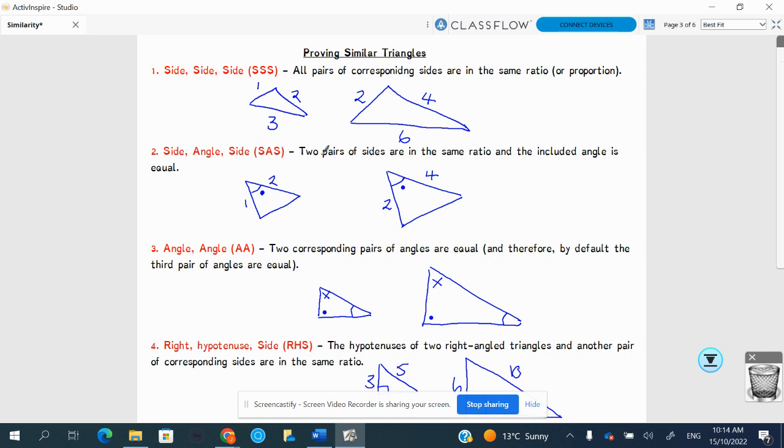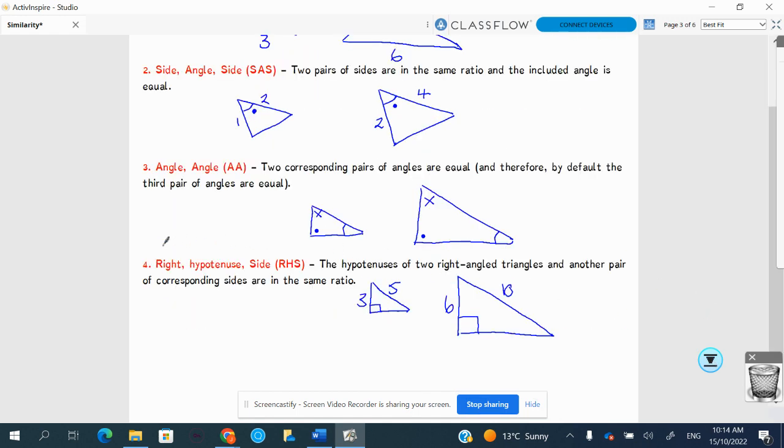Side, angle, side is where two pairs of sides are in the same ratio, as you can see here with 1, 2, and 2 and 4, and the included angle is equal, as indicated by this dot. Angle, angle states that two corresponding pairs of angles are equal. You only need to find two because the angle sum of a triangle is 180 degrees, so if two of them are equal, the third one has to be equal. So that's all you need to find for this one.